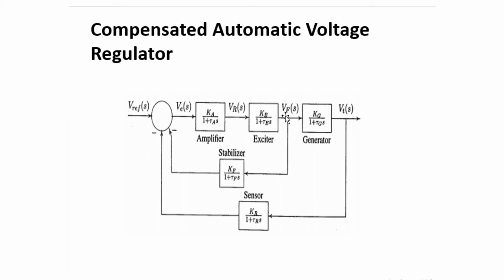Therefore the output of this exciter becomes the input of the stabilizer, and then again it will go towards the input where it becomes the input of the amplifier. Now what happens, actually the objective of the power system stabilizer is to damp out the oscillation which has a strong effect on the power system transient stability.